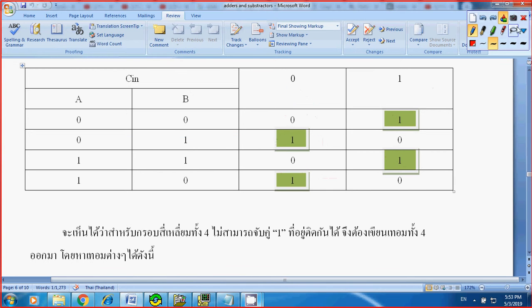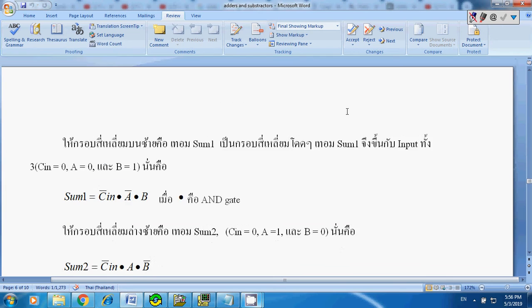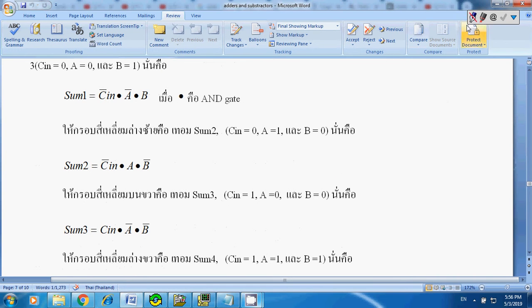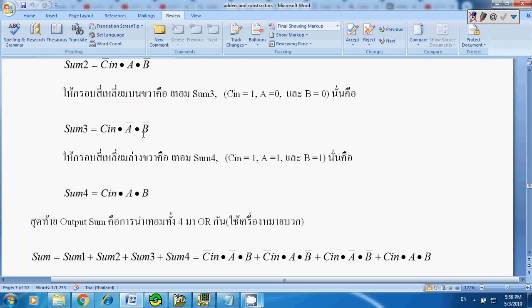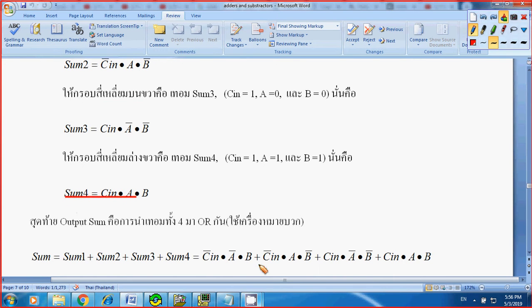Okay, so finally I'm going to have 4 terms: I put sum 1, this is sum 2, this is sum 3, and I have 4 terms, so I also need sum 4, and you OR them together. 4 terms, OR them together, and you're going to end up with your sum like this.